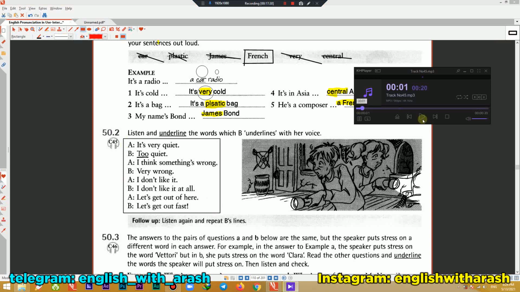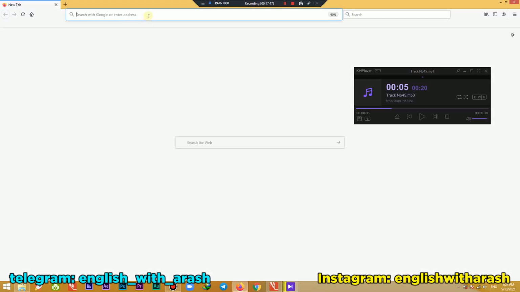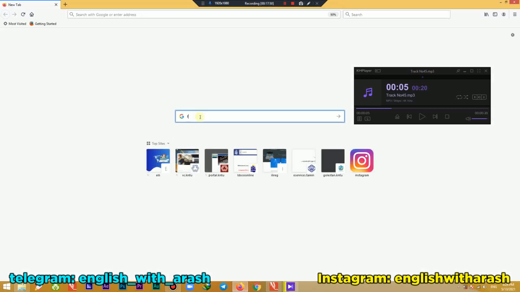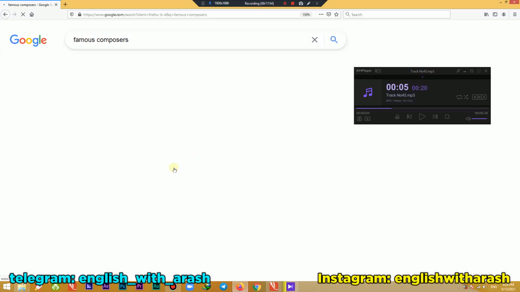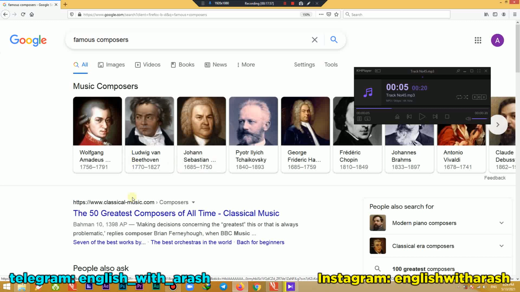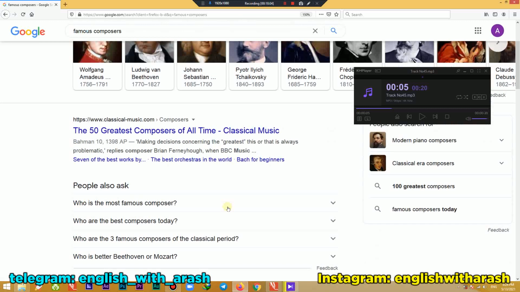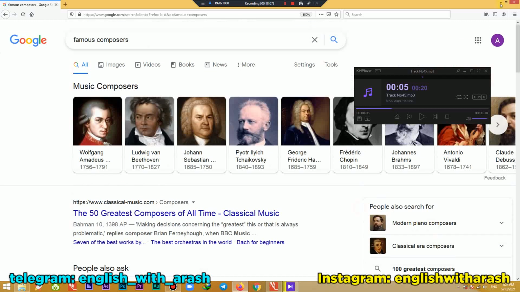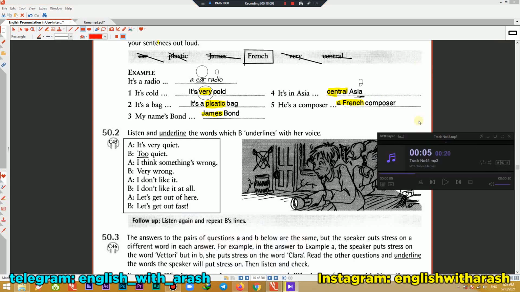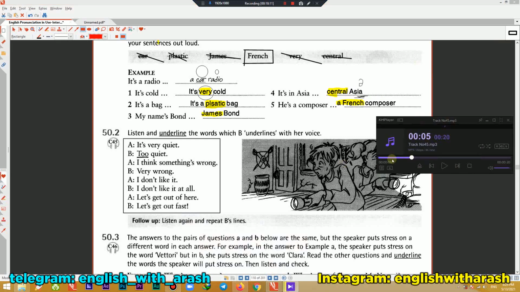Listen again. Composer is a person who writes the music. For example, let me search famous composers. And you will see these are the famous composers. Beethoven and these people. Mozart's. Modern piano composer. They write music. They create music actually. So listen again.